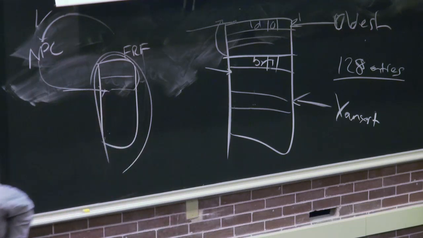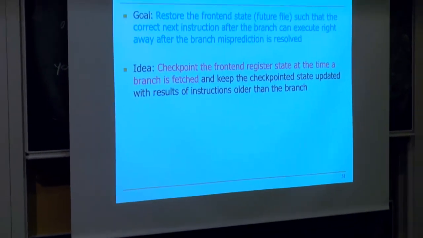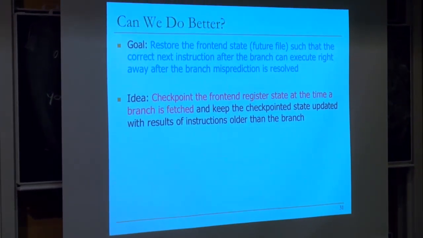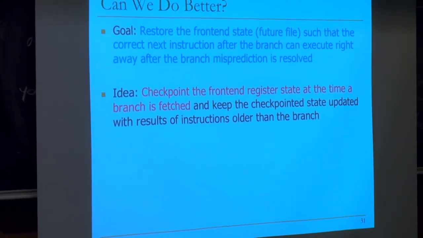So how do you do that? Checkpoints. That's good. Exactly. That's the idea of checkpointing. Basically, whenever we fetch this branch, we create a checkpoint of this front-end register file.